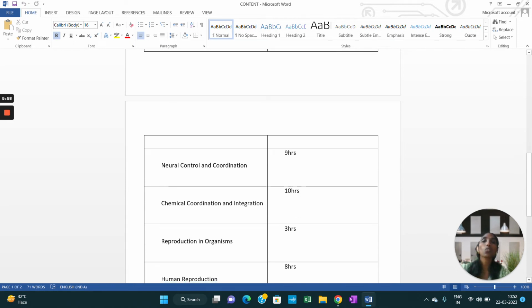And move on to the chemical coordination and integration topic. It's a very big topic and very useful from the NEET exam point of view. They ask a lot of questions from this lesson. It carries totally 10 hours.